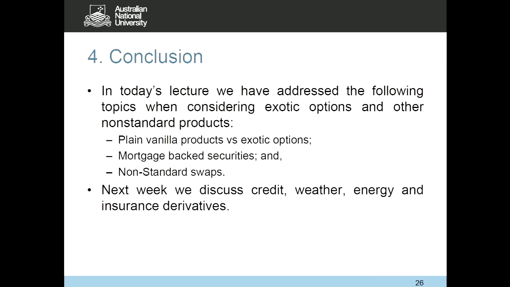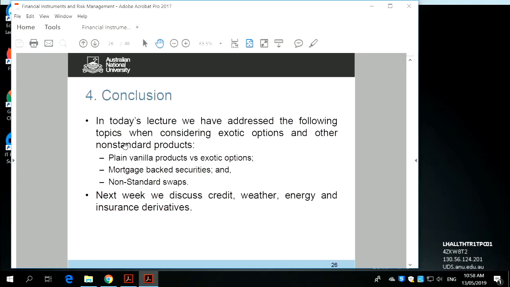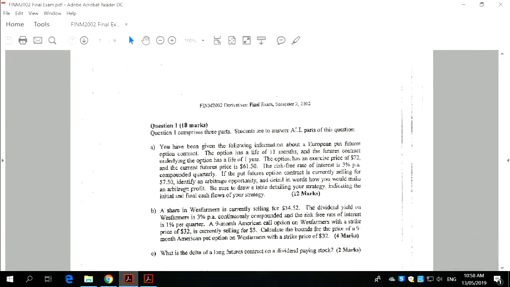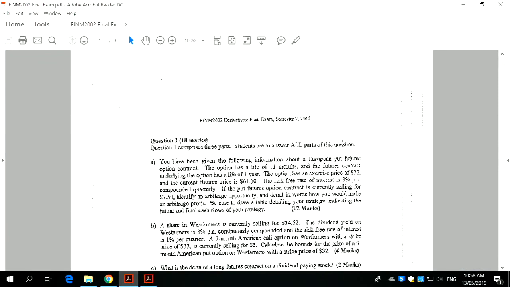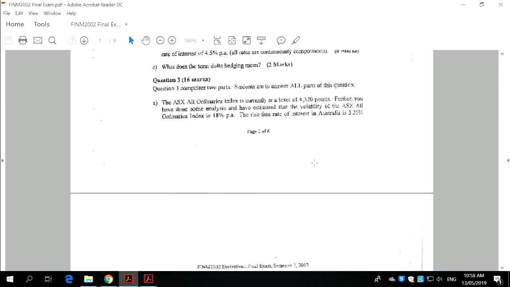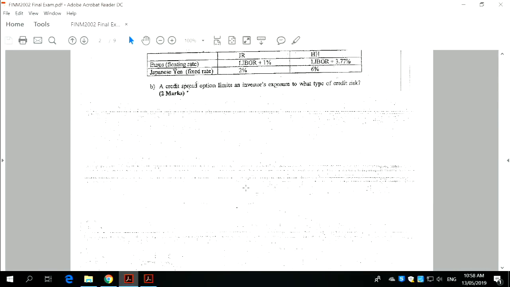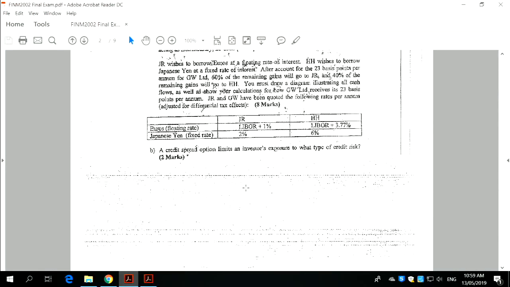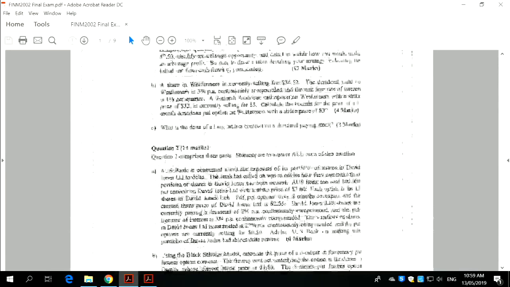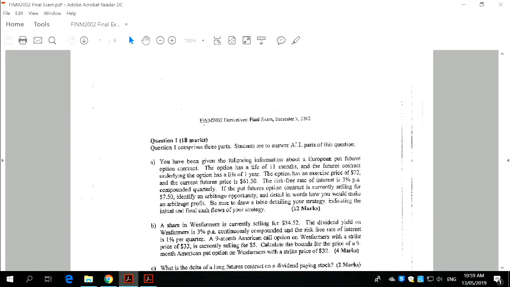Okay, so basically we finished all of the definitions for the exotic options. And we're going to have a 10 minute break. After the break, I'd like to go through a final exam paper. This is the final exam paper taken from the second semester of 2012, and we're going to go through this paper and I'll demonstrate how to efficiently use your time in the final exam situation. All right, so let's have a 10 minute break, and we'll start to do this exam paper 10 minutes later.